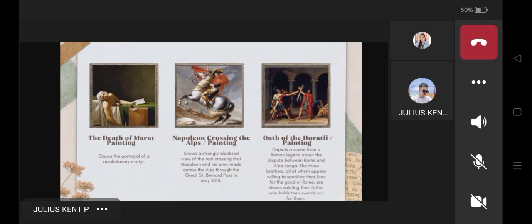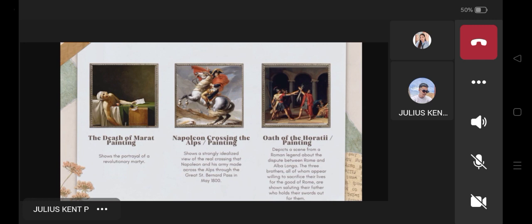Painting din siya, shown a strongly idealized view of the real crossing that Napoleon and his army made across the Alps through Great St. Bernard Pass in May 1800. Ginawa niya ito noong 1801 to 1805. Tapos yung ginamit na pang-paint ay oil paint.